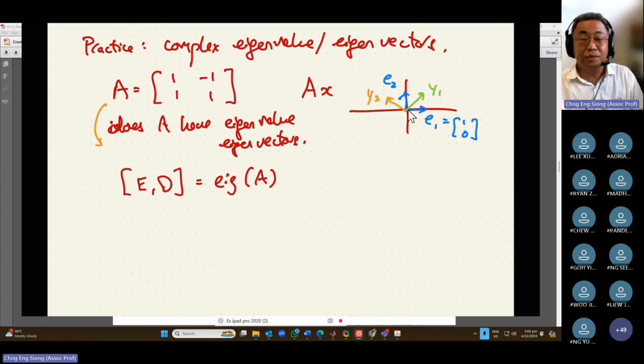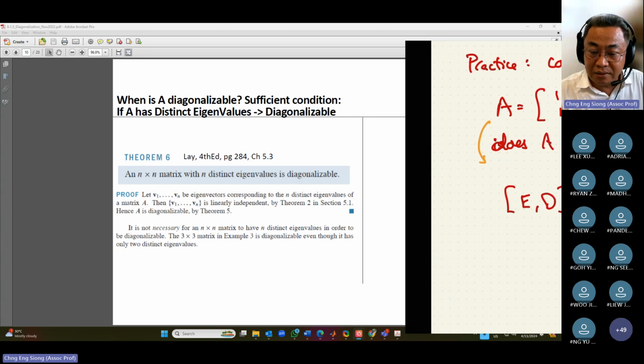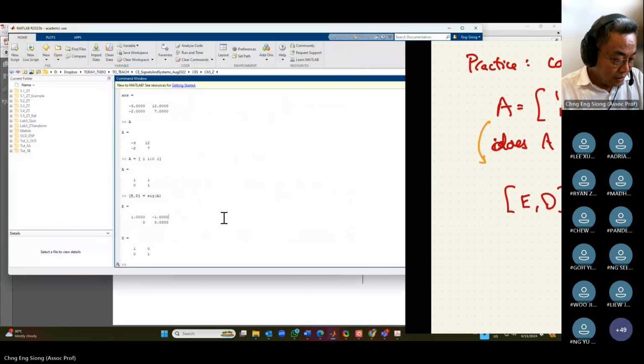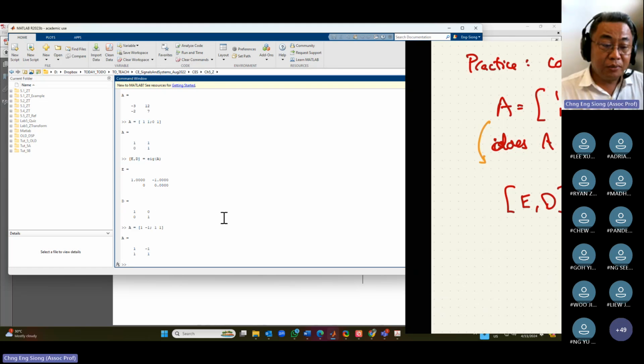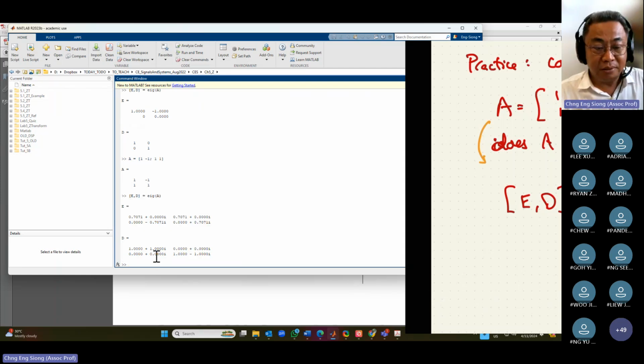Right. So again, MATLAB is our calculator, and let's just dump it in and let's see what it does for us. A equals [1, -1; 1, 1], 1 minus 1 for the first row, 1, 1 for the second row. Then [E, D] = eig(A). Voila. Outcomes.